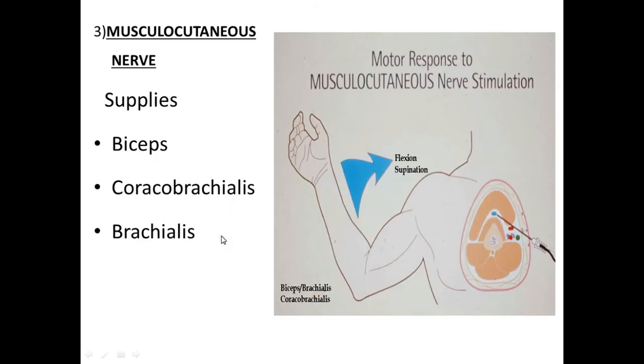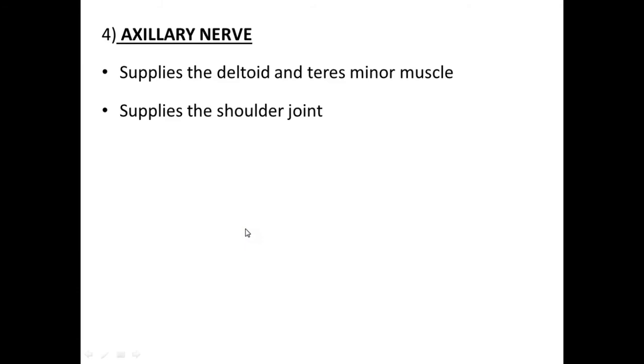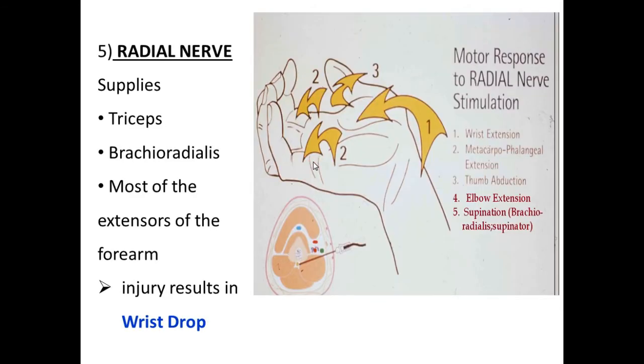The musculocutaneous nerve supplies the biceps, coracobrachialis, and brachialis. As the name indicates, it is the nerve which supplies the muscle as well as the skin. The axillary nerve supplies the deltoid and teres minor muscles and the shoulder joint. The radial nerve supplies the triceps, brachioradialis, and most of the extensors of the forearm. Injury to the radial nerve causes wrist drop.